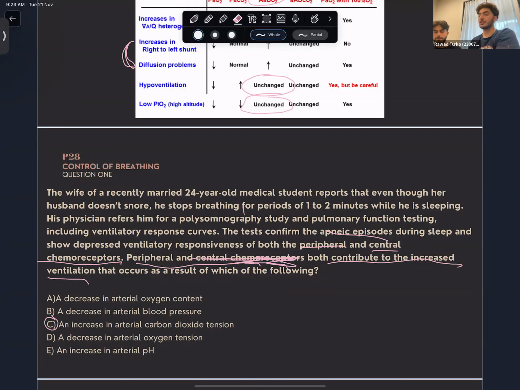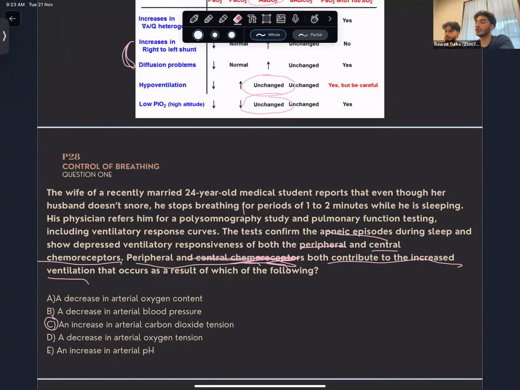Plus, guys, you also want to remember that your main stimulus for increased ventilation is always your CO2 levels. CO2 levels are such a major factor in determining the rate of ventilation that if they ask what increases ventilation, your first line of thought should always be carbon dioxide, either carbon dioxide or not carbon dioxide. You should always think of those things first. So they said peripheral and central chemoreceptors, right?